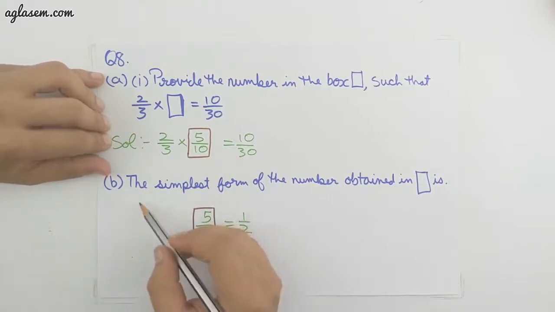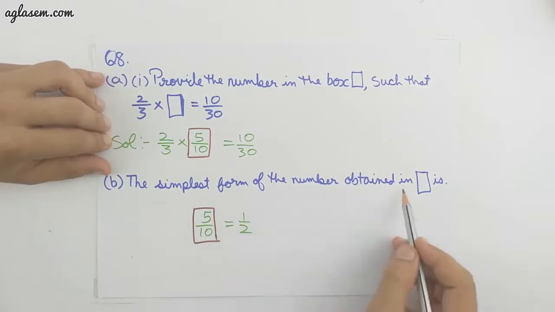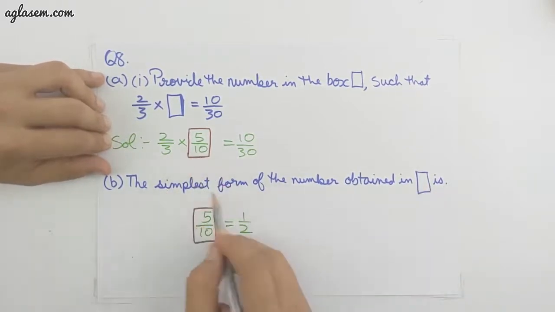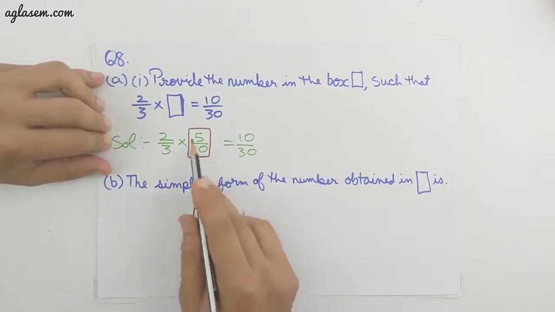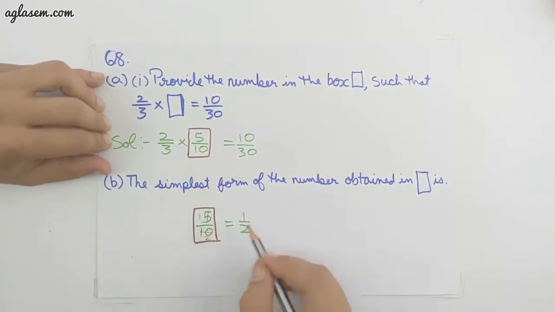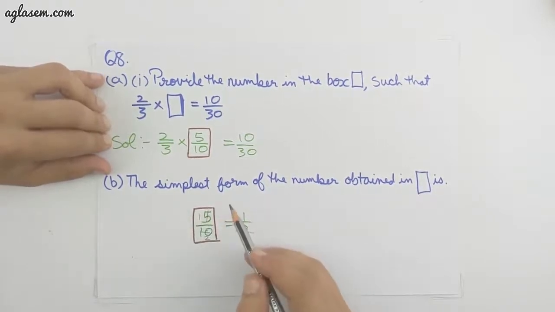And the B part of this question is: the simplest form of the number obtained in the box, which is 5 by 10. We have to find the simplest form of this fraction. So 5 by 10 is reduced down to 1 by 2, like 5 ones are 5 and 5 twos are 10. That's why 1 by 2 is the simplest form of this fraction.